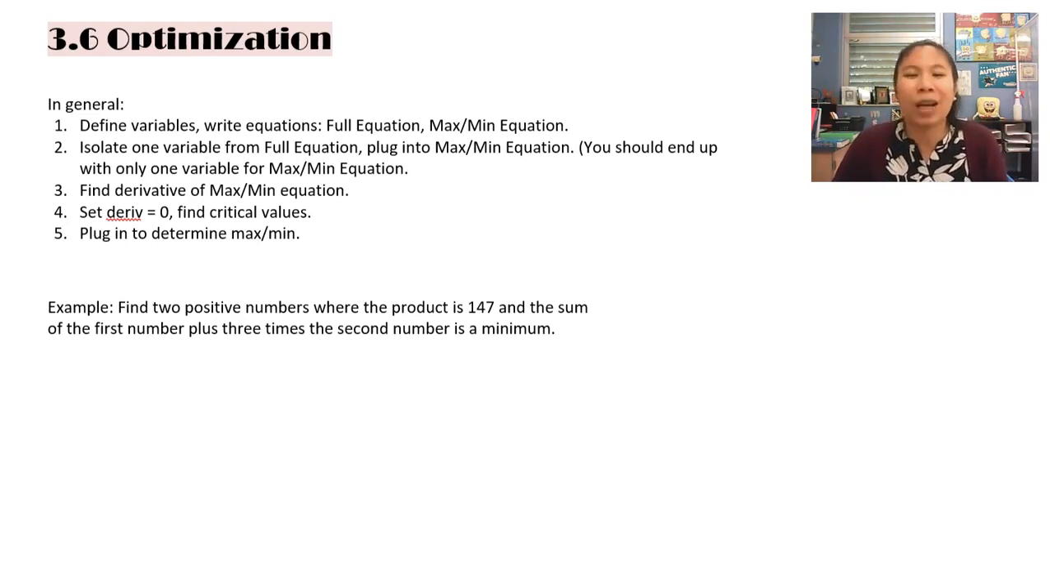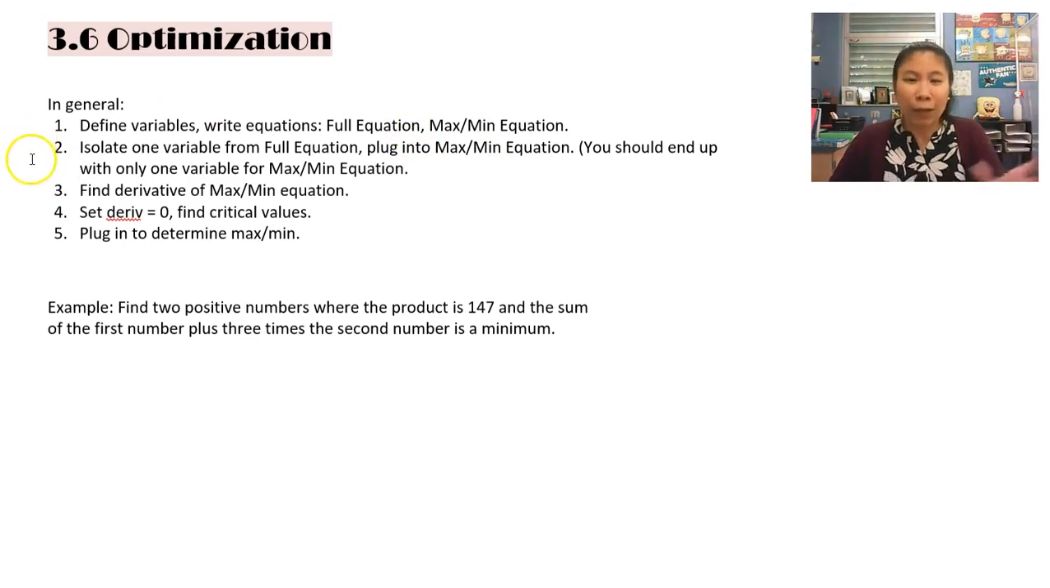In optimization, when we deal with these problems, there's pretty much the same 5 steps each time. The first thing you want to do is define your variables, because depending on what the problem's talking about, you'll have different variables to use, and there will be more than one variable. You're going to be writing equations. There's actually 2 or more that you have to write. I call it the full equation, and then there's an equation where you have to either maximize or minimize. In the problem itself, they'll tell you whether you want a maximum or a minimum. So, max or min equation.